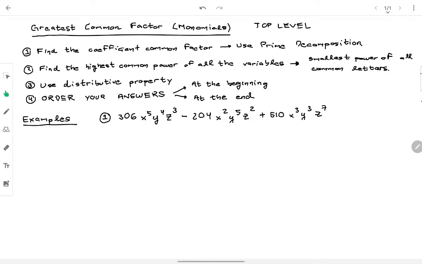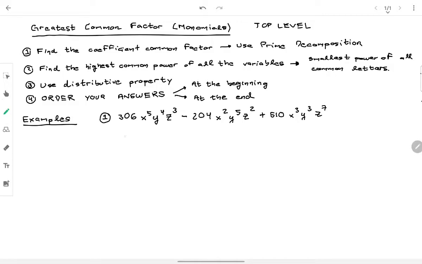Then it says to use the distributive property, that means putting the parentheses and dividing or looking how to obtain the terms in the polynomial. And at the end, we will need to order our answers. Remember, we can do the ordering at the beginning, ordering the polynomial, or we can do the ordering at the end, ordering what is inside the parentheses. So that's up to you. In this case, I will do the ordering first.